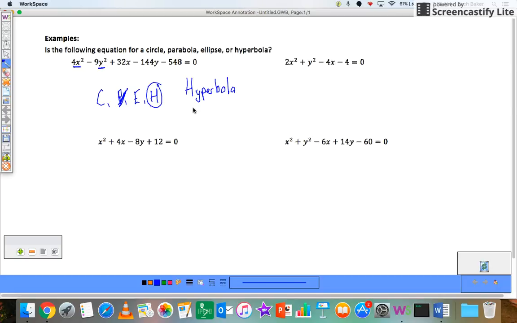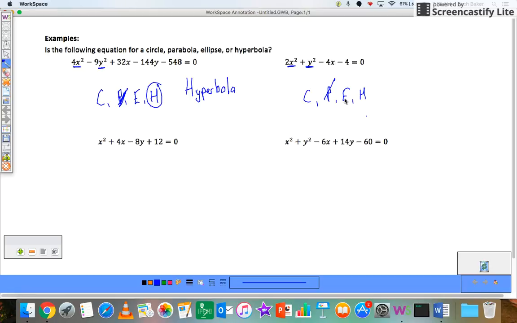So move here to the second one. You've got 2x squared plus y squared minus 4x minus 4. Again, I'm just going to go ahead and label C, P, E, and H. Question one: do we have both x squared and y squared? Yeah, we sure do, which means that I'm eliminating the parabola right away.